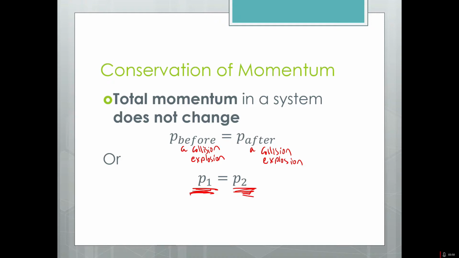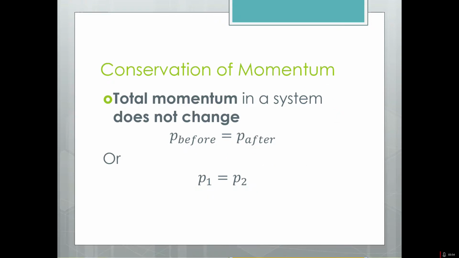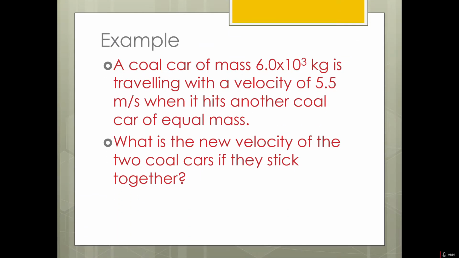Okay? We'll go through the first example here. All right, so a coal car of mass 6,000 kilograms is traveling with a velocity of 5.5 meters per second. When it hits another coal car of equal mass, what is the new velocity of the two coal cars if they stick together?